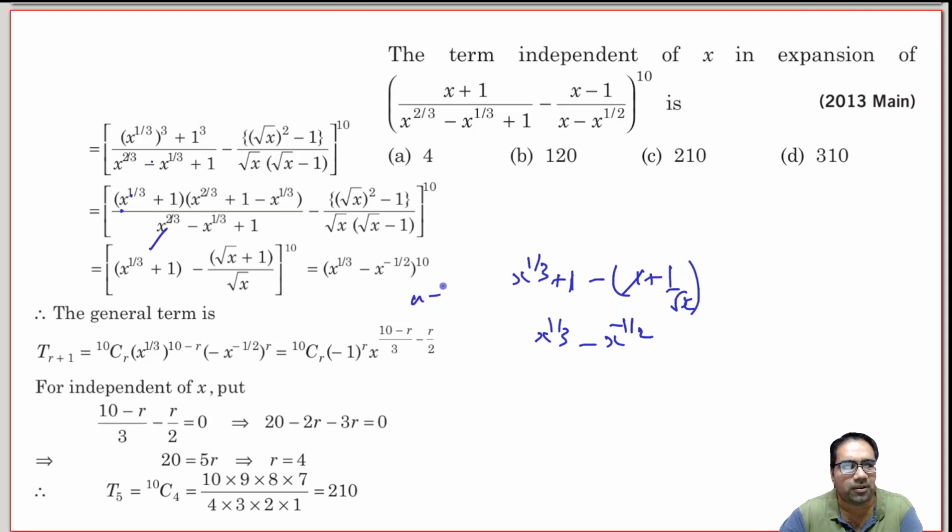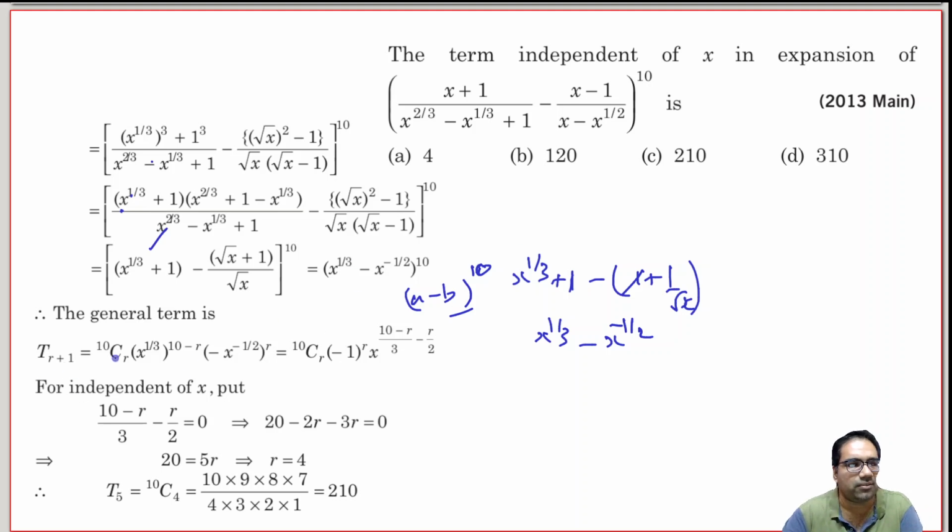So now this is in the form of (a - b) whole power 10. This is a general binomial expansion. This is easier to put in general terms. Now this is easier to expand. What is the general term of a binomial expansion? nCr a power n minus r into b power r. Right, here n is 10.